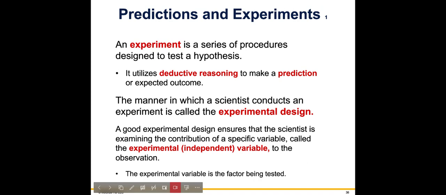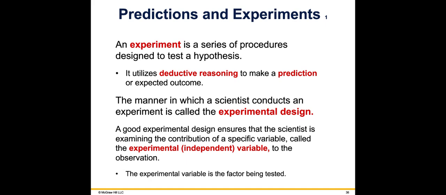Then, of course, you'll design an experiment with procedures that is designed to test that hypothesis. And of course, now we're using something called deductive reasoning because we want to get to an end result. So we're making a prediction and designing an experiment hoping to get to that result. And then the manner in which a scientist does this experiment is called the experimental design. And a good experimental design ensures that we're only looking at one variable called the independent variable or experimental variable. And we're only testing one experimental or independent variable at a time.